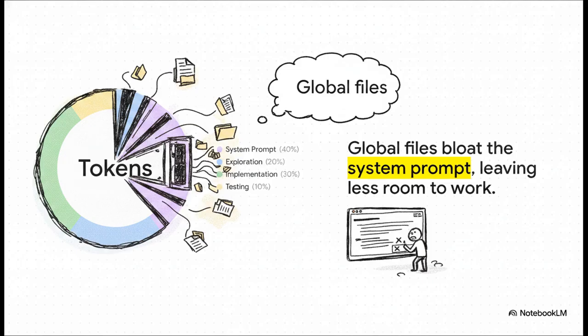Your global file absolutely bloats the fixed system prompt. Notice how that system prompt slice grows, continually squeezing out the vital space that you actually need for things like exploration, implementation, and testing. It's hardwired in and it's loaded on every single request. So if your global file is massive, you're leaving way less of your context window available for the agent to actually read new files, write the code, or process your unit test results.